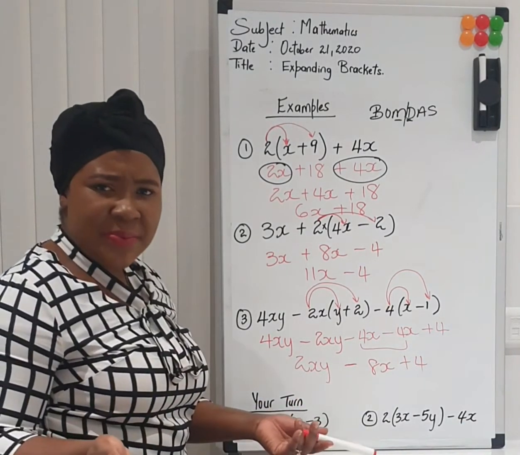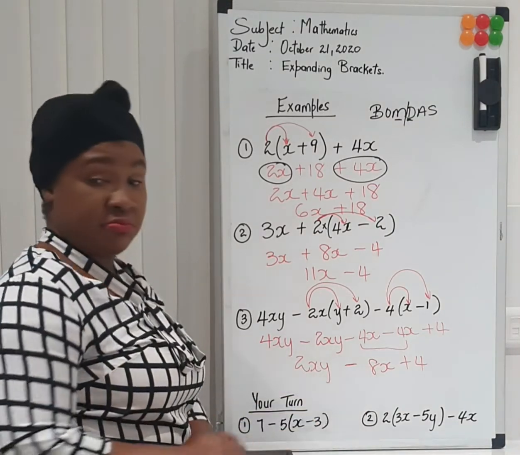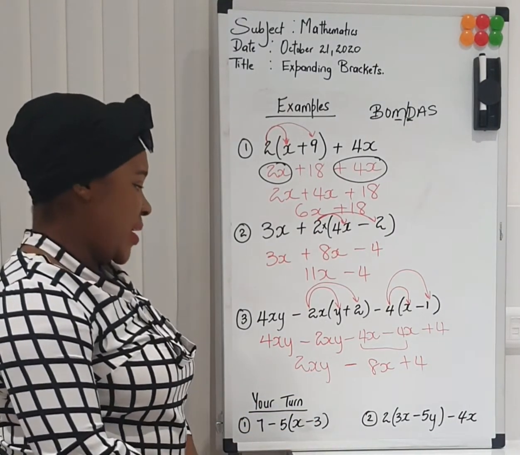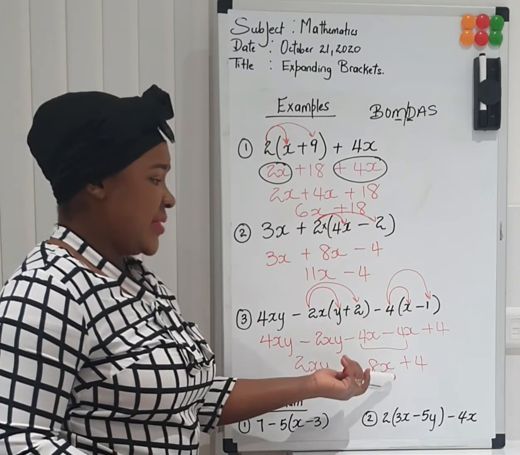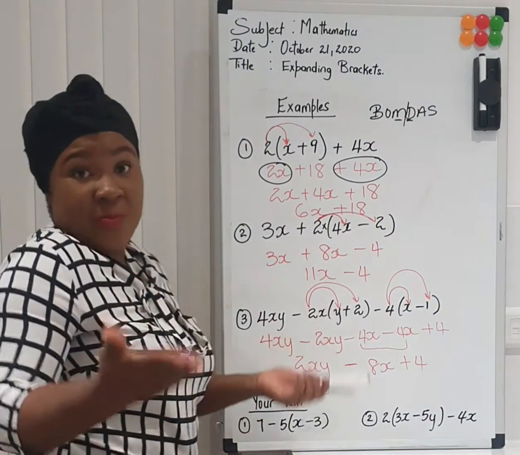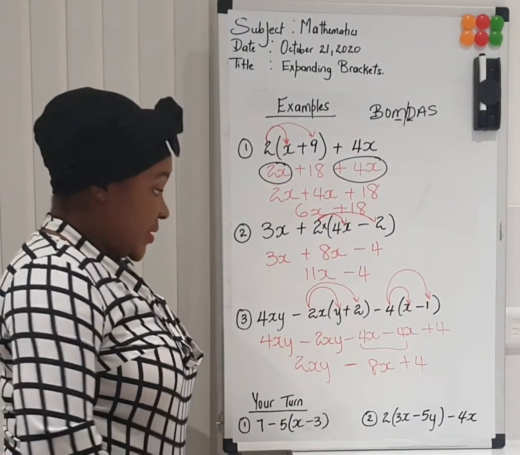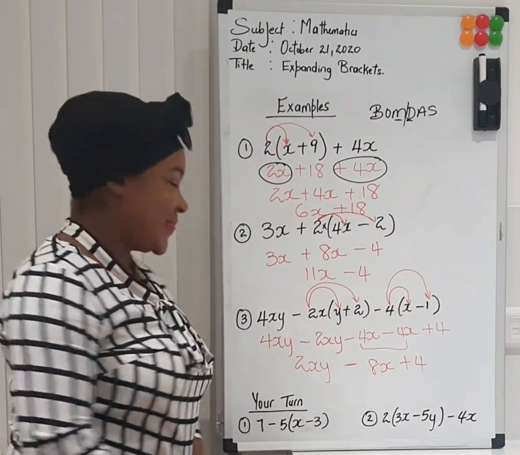Can we go any simpler? Can we add these two? No. Why not? This is xy. This is from the family of xy. And that's from the family of x. They're from different families, so they cannot be added.